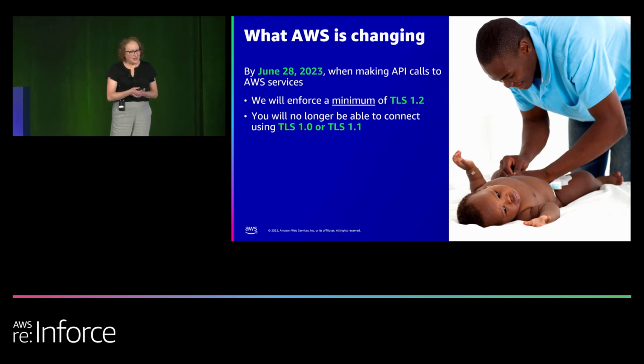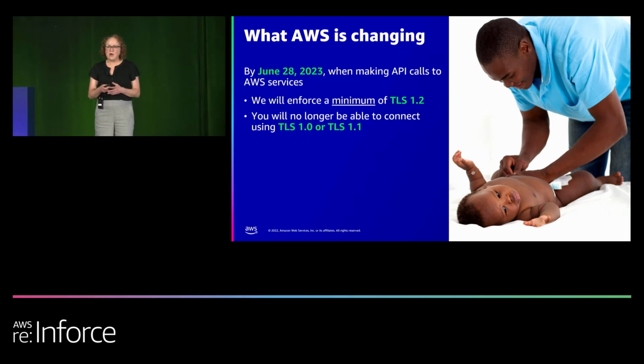Like this dad changing their adorable baby, let's talk about what AWS is also changing in regards to our TLS implementation. Now, in response to evolving technology and regulatory standards, we have announced a TLS deprecation effort, which means we will be ensuring only modern TLS, meaning TLS versions 1.2 and upwards, can be used when connecting to our APIs.